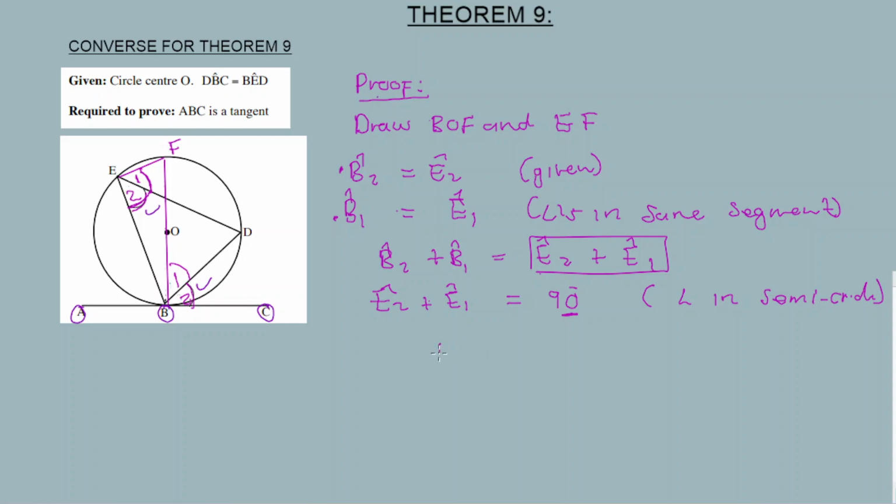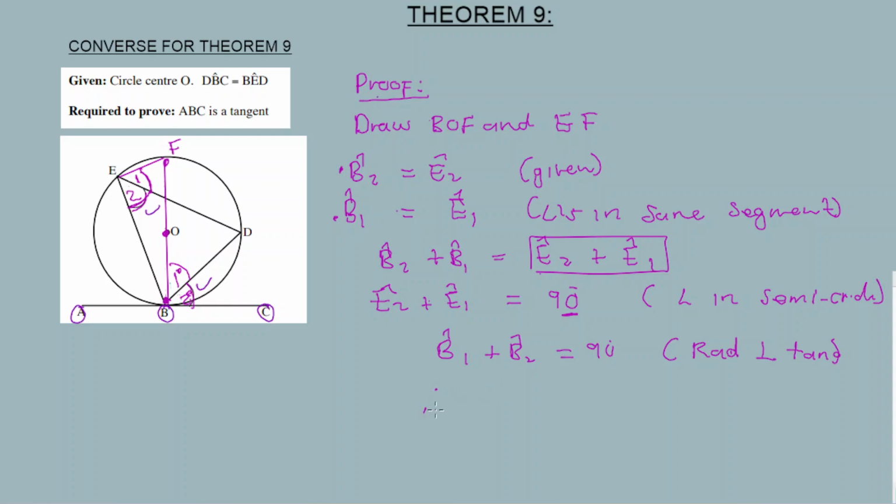And then B1 plus B2, now it's 90 degrees. Why? Because they are both equal to 90 degrees. I know this is a diameter, but the diameter contains a radius. This constructed line is a diameter, but inside it is a radius, OB. So theorem 7 we apply: a radius is perpendicular to a tangent.